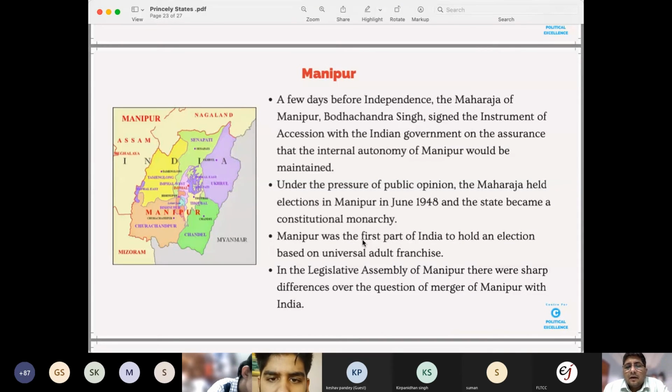And under public pressure, later on Maharaja had conducted elections in 1948, and the state became a constitutional monarchy, because there was monarchy also, and there was the legislative assembly. And Manipur became the first state in India to hold elections. And then there were differences between people in Manipur's legislative assembly whether they should join India or not. So this is one story, but this is one side of the story.